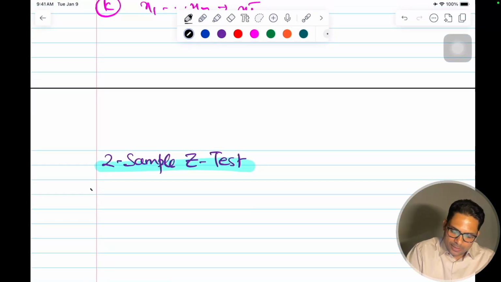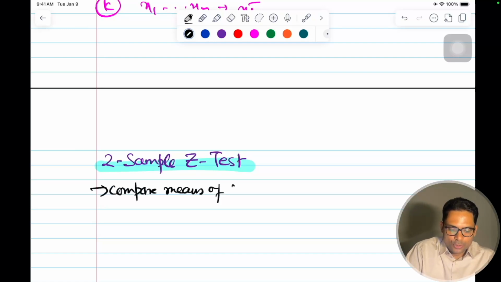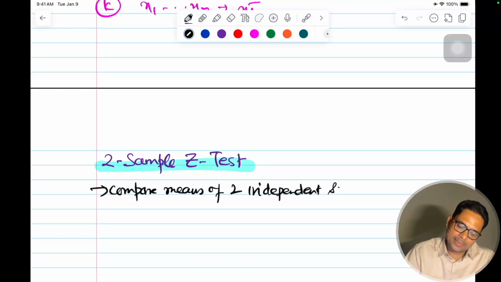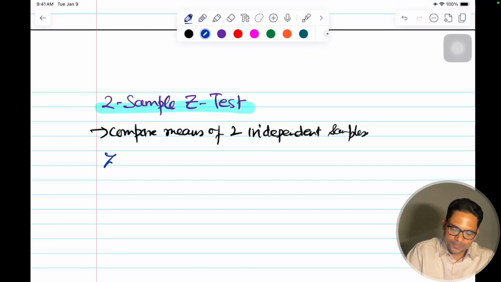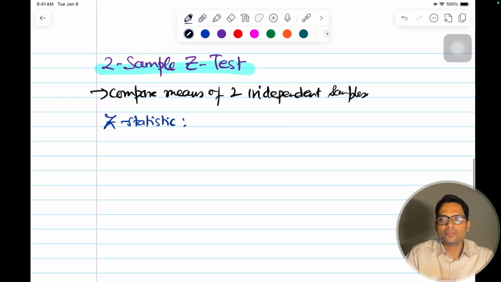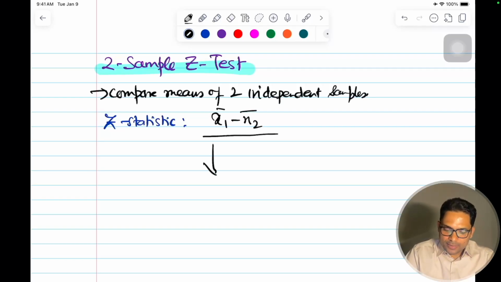So I'll just write it: compare means of two independent samples. And the statistic associated with this, this is 2 sample, so what will be the test statistic? Again, the difference of the 2 sample means, x1 bar minus x2 bar, divided by standard deviation in some form. So this will be the square root of sigma1 square by n1 plus sigma2 square by n2.